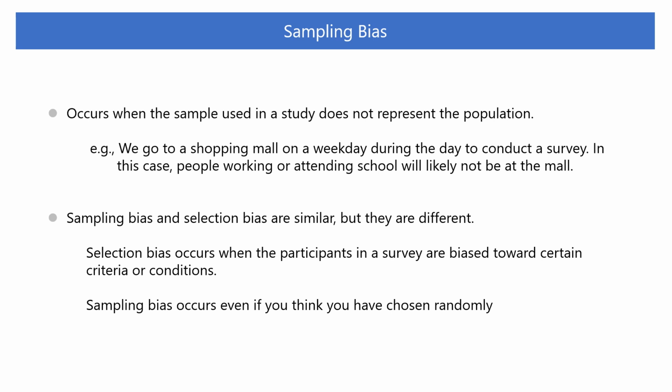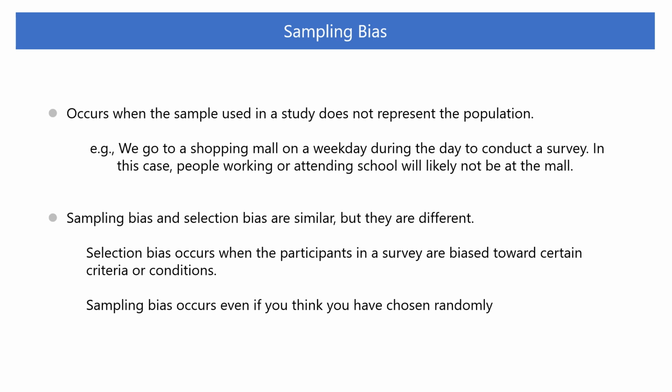The second is sampling bias. Sampling bias occurs when the sample used in the study does not represent the population. This is usually due to how the sample is chosen, and can occur when certain groups are over or underrepresented.